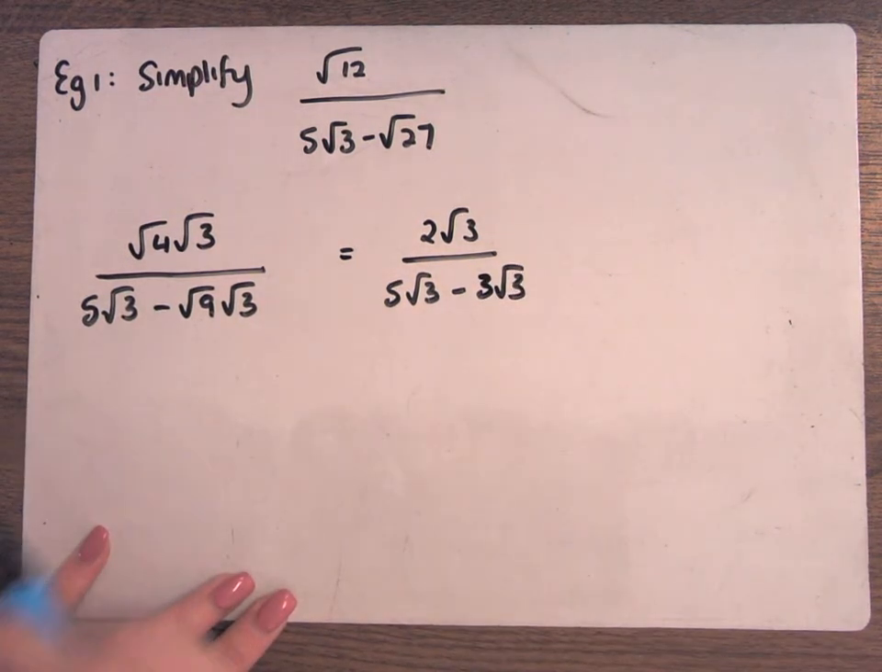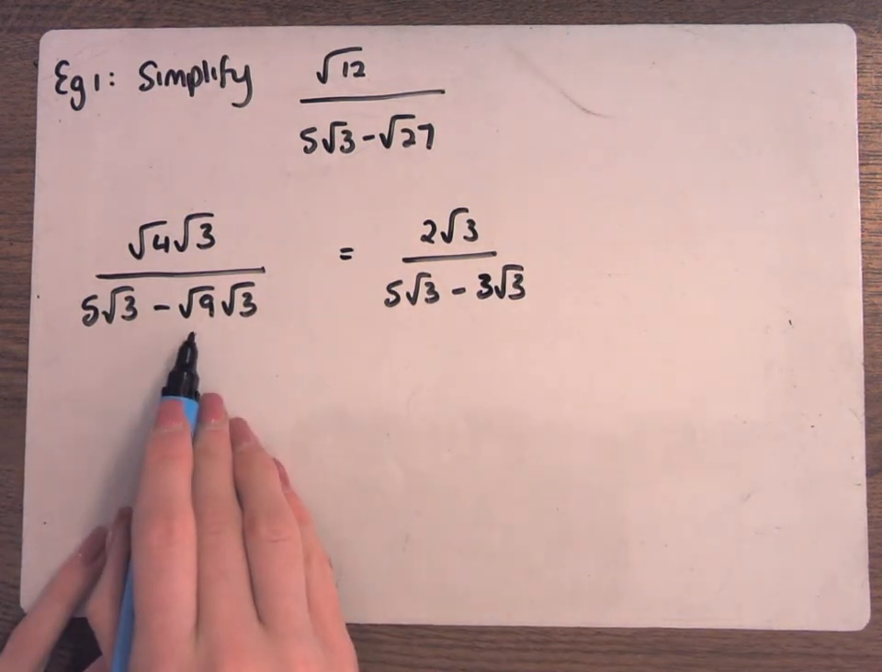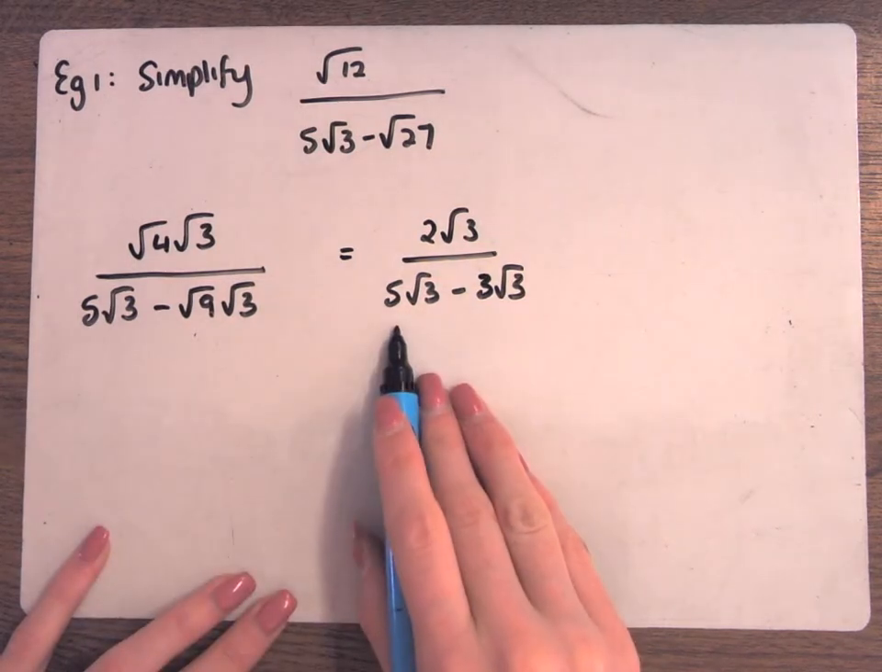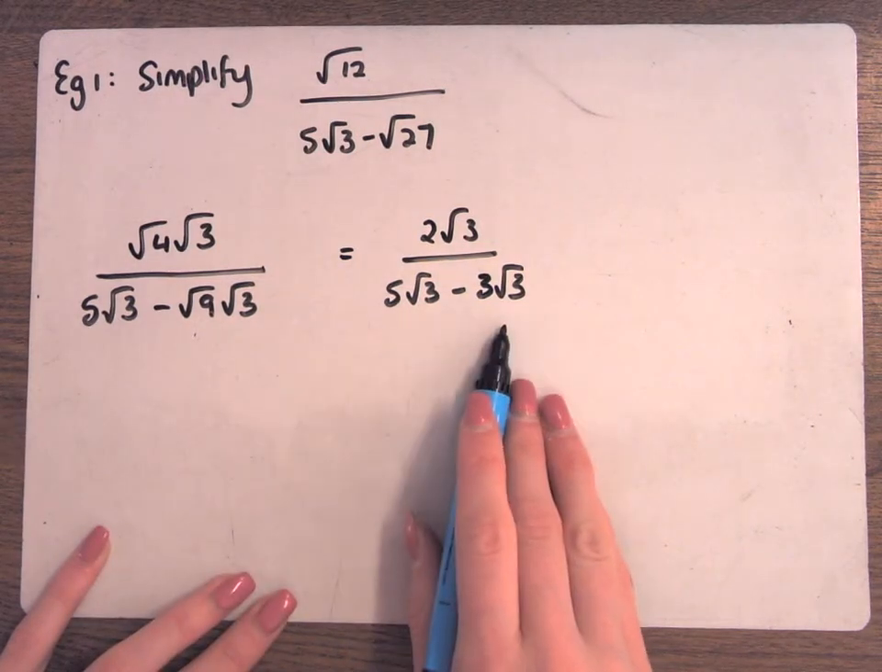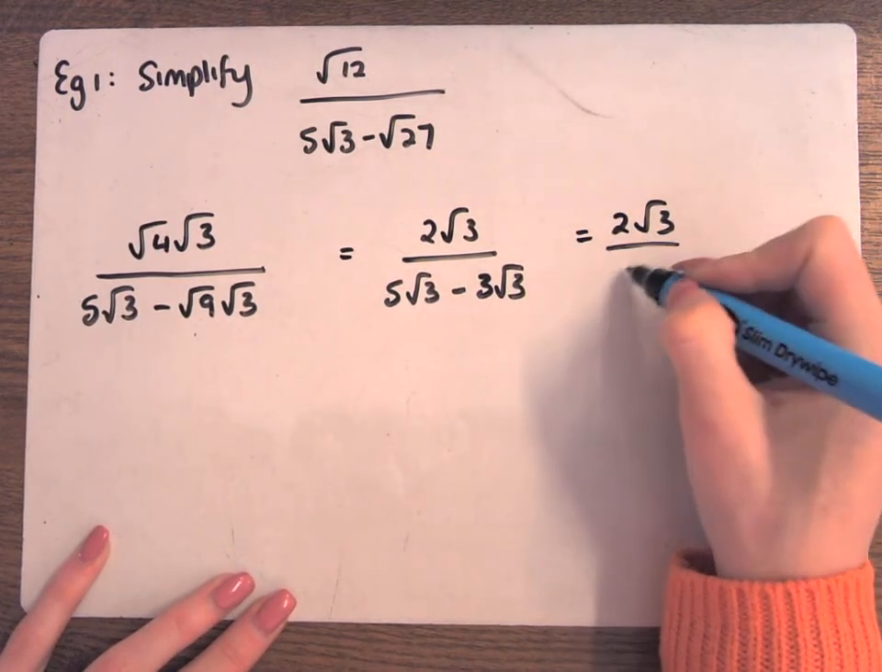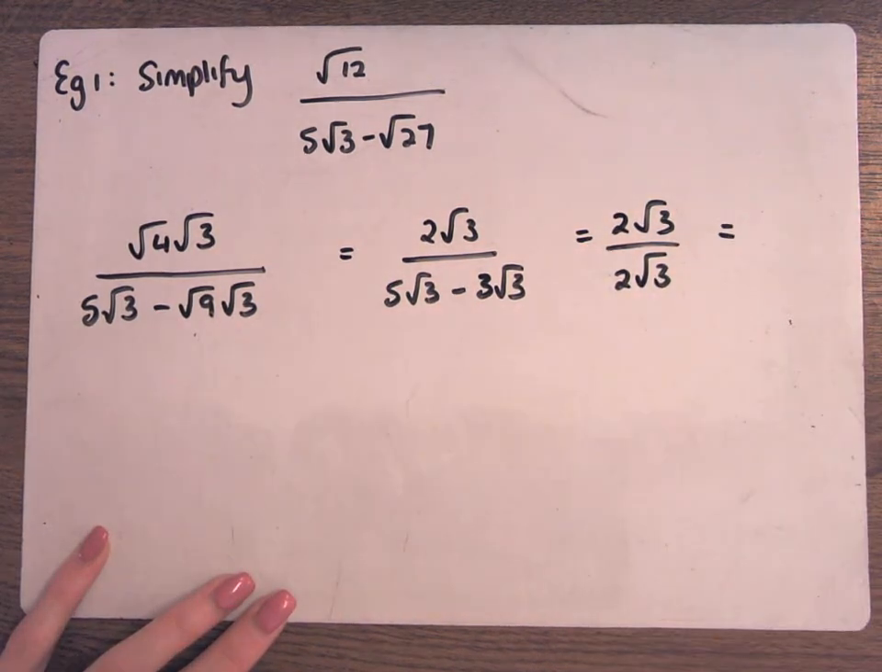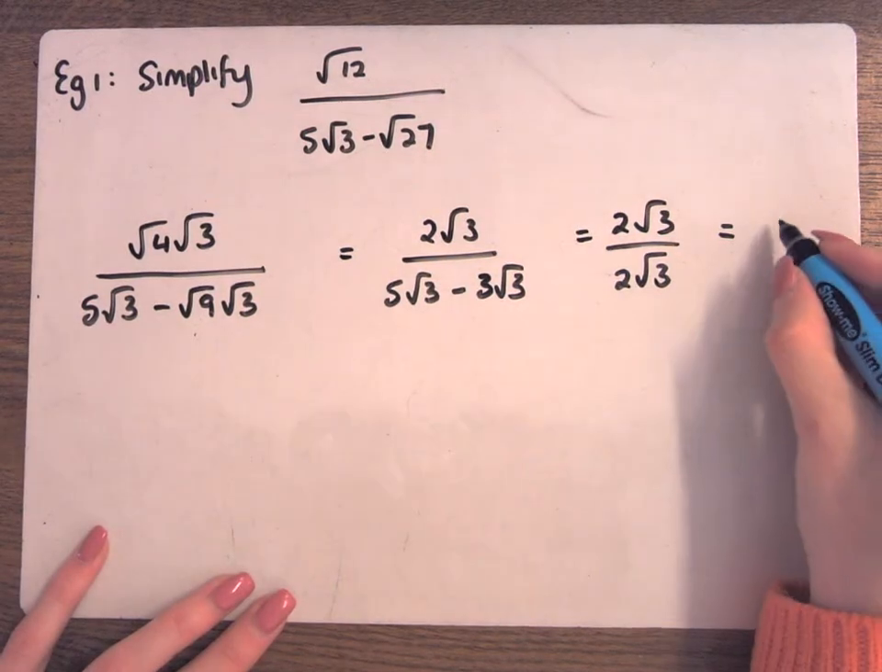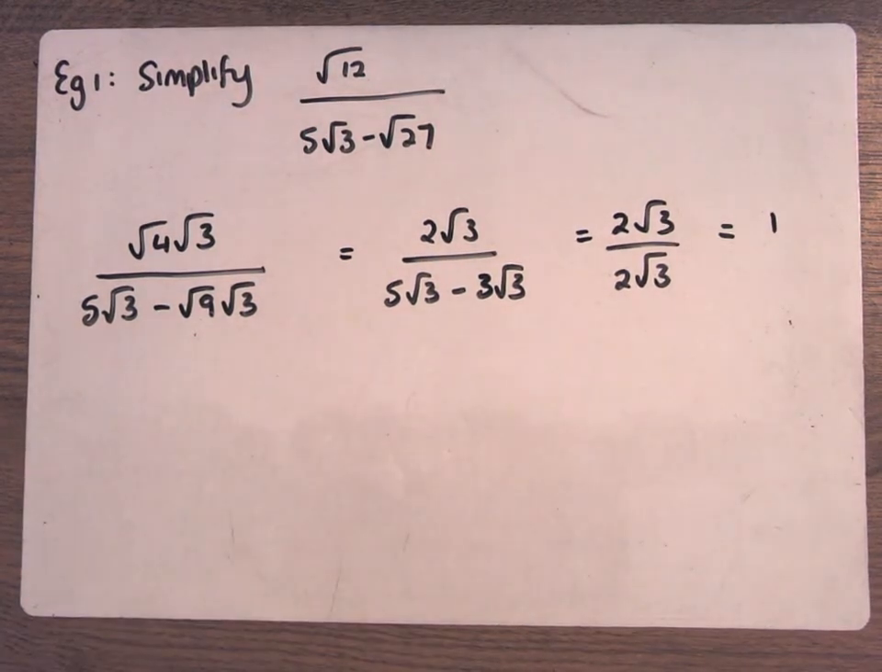You're just simplifying those square roots there. What's 5 root 3 minus 3 root 3? 2 root 3. So you get 2 root 3 over 2 root 3. What's 2 root 3 over 2 root 3? 1. Okay?